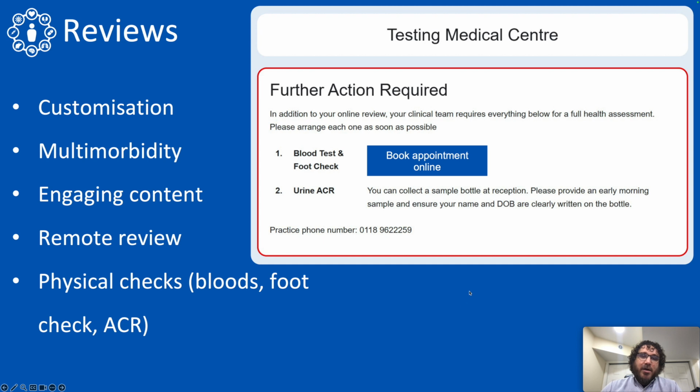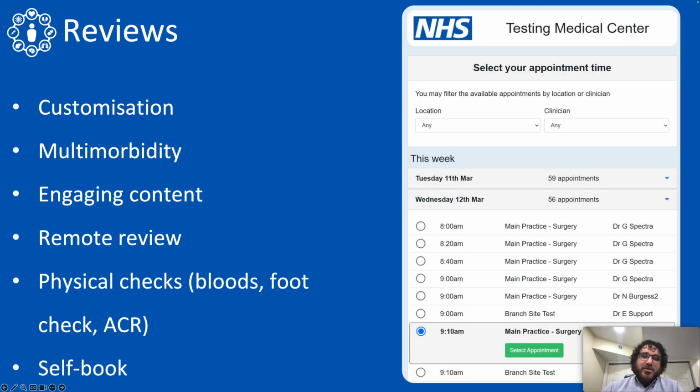You can configure online appointment booking for patients for blood tests, foot check appointments, and instructions for dropping in a urine ACR. And those self-book links can then be directly accessed by patients to book directly into the relevant slot type that you've specified without having to call reception or take up any admin time.